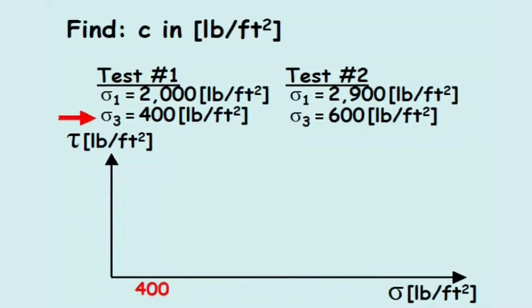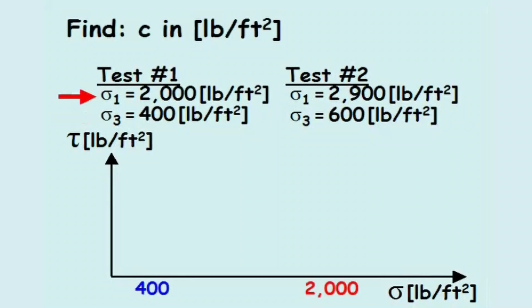Back to our problem. For the first test, the confining stress is plotted and the axial stress is plotted, and the two are connected with a semicircle. For now, let's assume the cohesion is 0 and draw out our triangle using the points from the origin, the center of the semicircle, and the point of tangency.